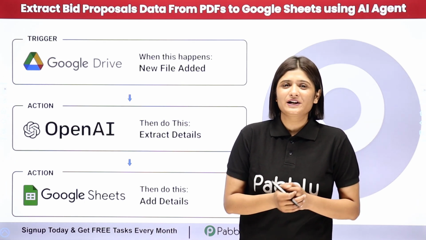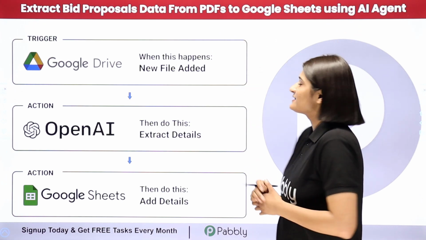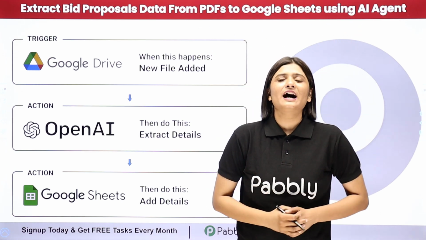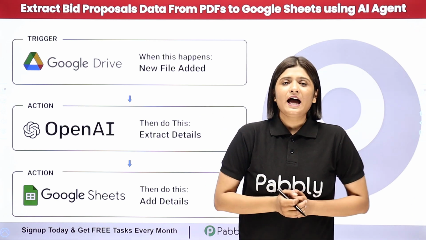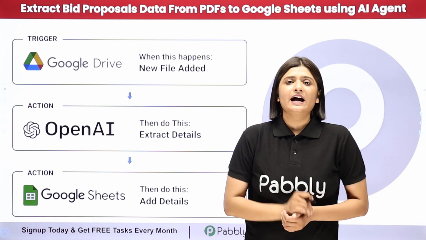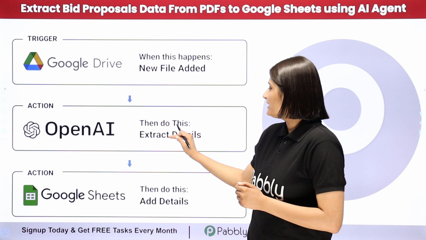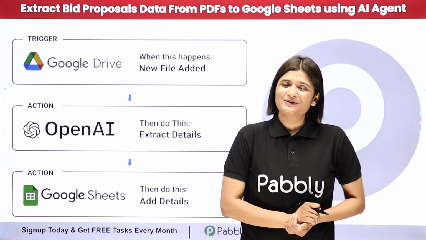In this video, we are going to learn how to extract bid proposals data from PDFs to Google Sheets using AI agent. So let's suppose I am handling many government projects and I am adding all the files to my Google Drive. Now I want that whenever I upload a new PDF, the details should be automatically extracted using OpenAI and it should be automatically added to my Google Sheets.